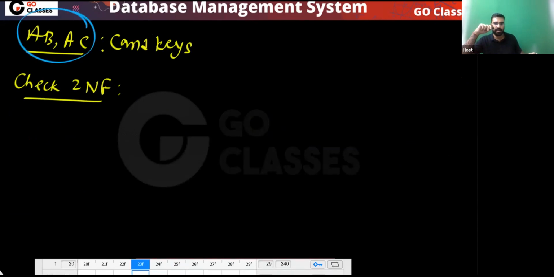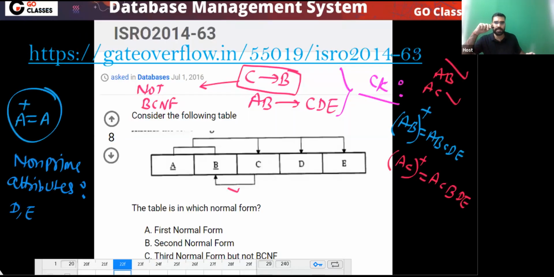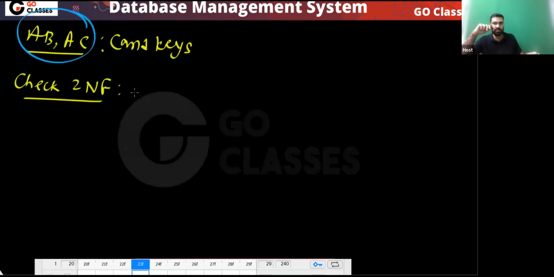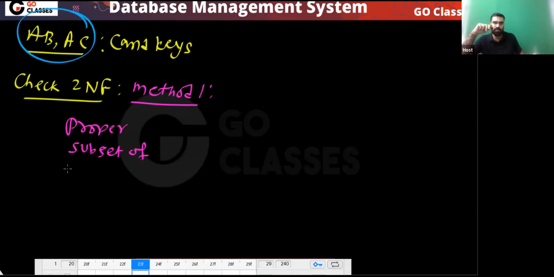Now let's check 2NF. So first you tell me, what about 2NF? In checking 2NF, what is method one? Method one is to find this type of FD, where a proper subset of a candidate key determines a non-prime attribute.